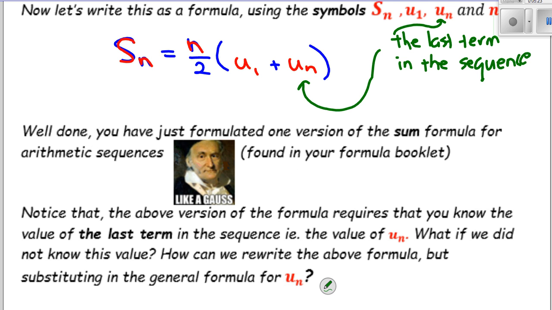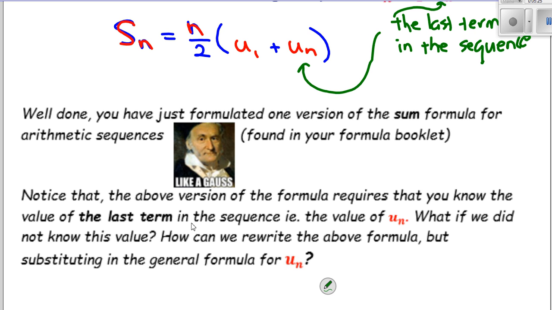Notice that the above version, as we said, of the formula requires that you know the value of the last term, which a lot of the time the questions don't give you. But if they do, then you should use this version, because it's fast.